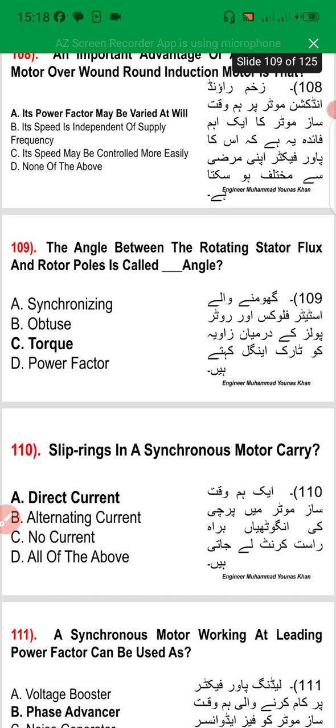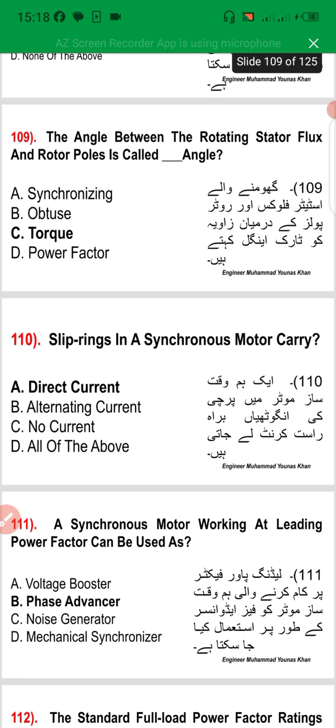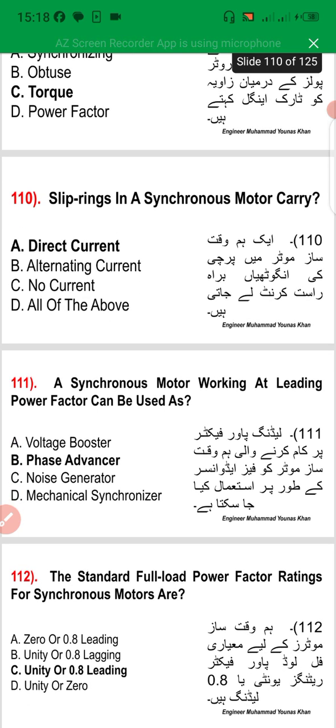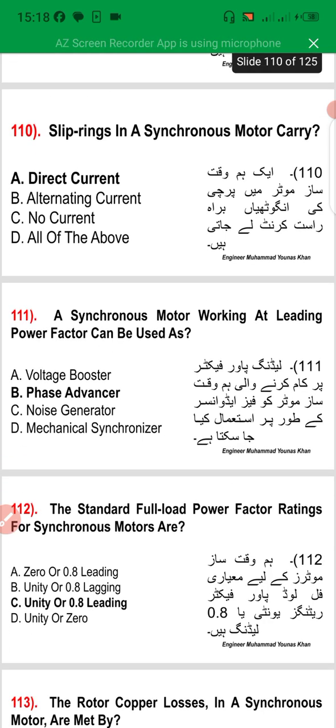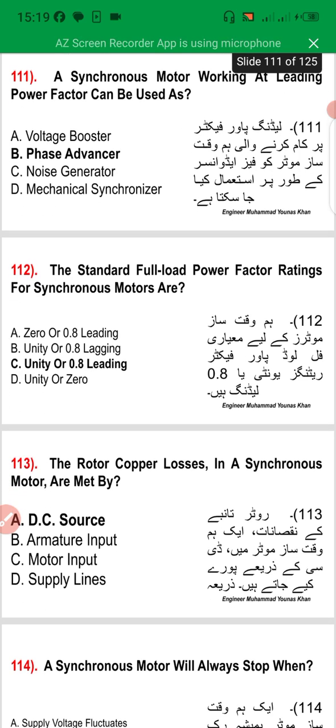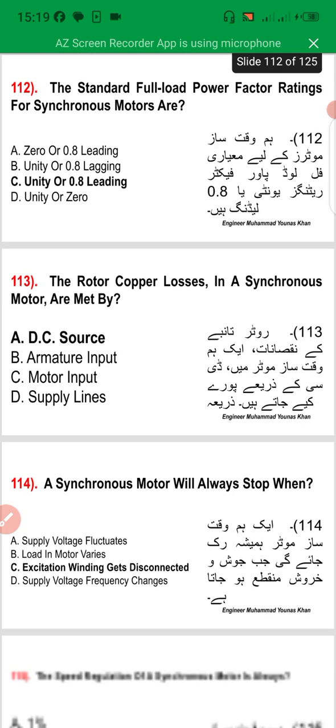The angle between the rotating stator flux and rotor poles is called torque angle. Slip rings in a synchronous motor carry direct current. A synchronous motor working at leading power factor can be used as phase advancer. The standard full load power factor ratings for synchronous motors are unity or 0.8 leading.